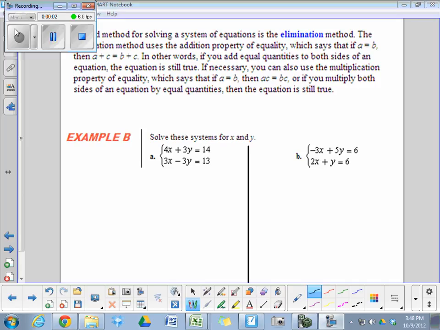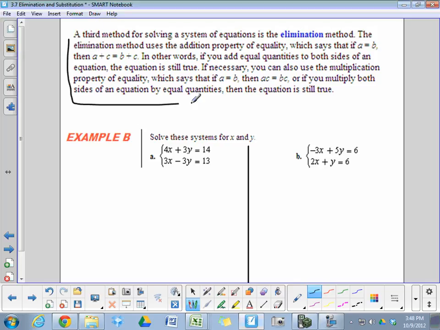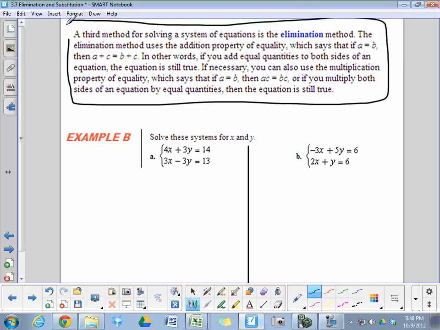This video is on the next method of solving a system of equations, and it is known as the elimination method. What we have here tells you a little bit about how this method works or why it works at the top of your document. That's for you to read on your own. Go ahead and read that, and you can see why we're doing what we're about to do. But let's get into the action now with example B, part A.